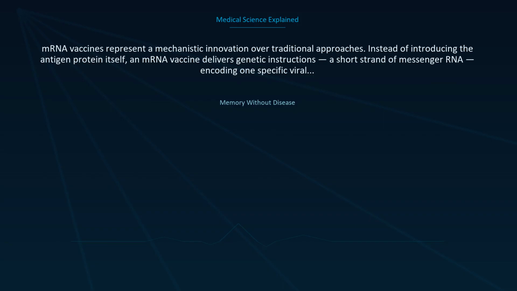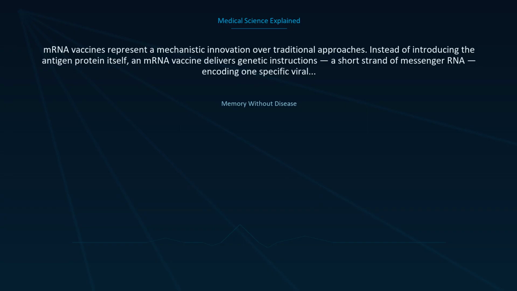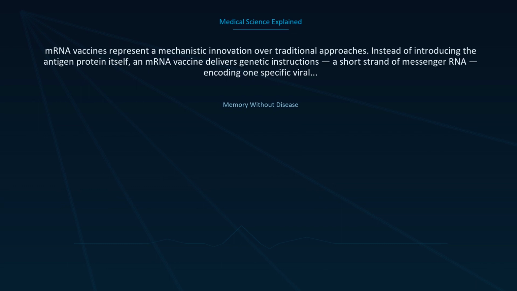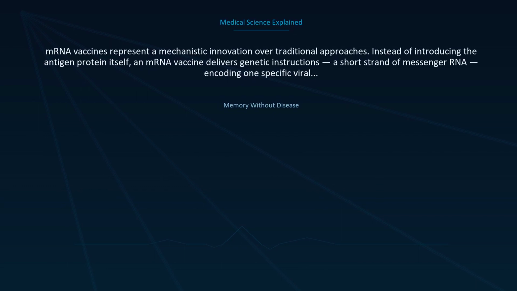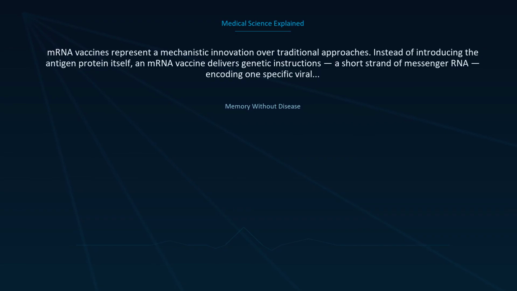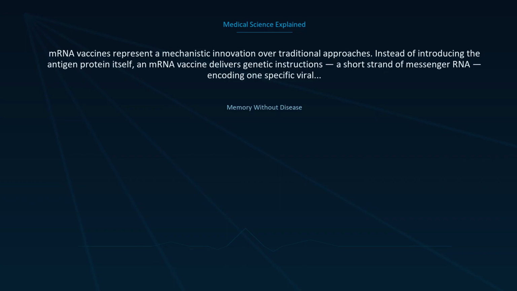The immune system mounts a response against this displayed protein, generating antibodies and memory cells exactly as it would against a traditional antigen. The mRNA itself is degraded by normal cellular machinery within days. It never enters the cell nucleus and cannot interact with DNA. The idea that mRNA vaccines alter DNA is mechanistically impossible. mRNA is transcribed from DNA but does not reverse flow back into it under any normal biological process.